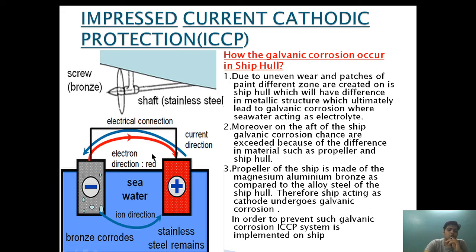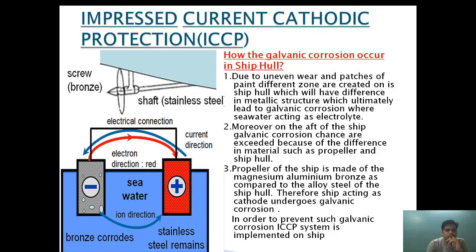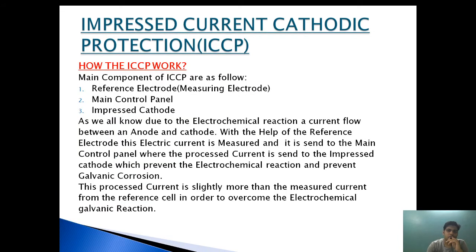So I hope you understand how galvanic corrosion occurs in a ship. Till now I have told you what galvanic corrosion is and how it occurs, and you can now understand how it is occurring. Now let's see how an ICCP works.